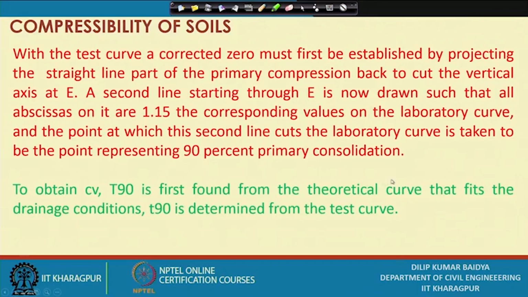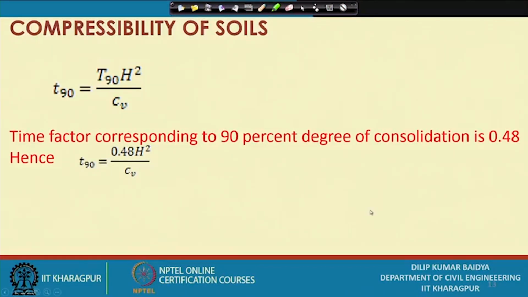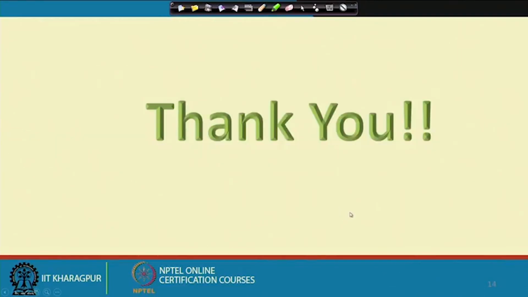So, this is the way one can find out the CV, and of course, this relationship can be utilized to find out the time of consolidation. That means, we know the total consolidation amount, but if you want to know the time required to consolidate 50% or 60% or 70%, then we need to utilize those expressions. How to utilize that, we will see in the next class. I will stop here. Thank you.